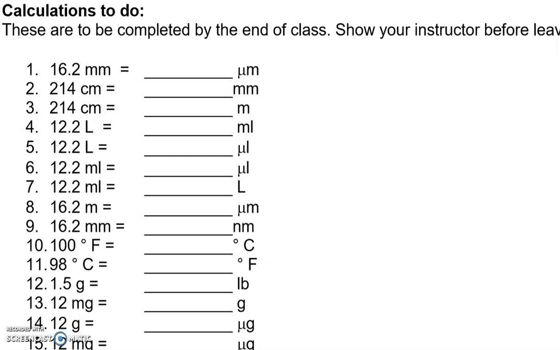So let's take a look at the metric review problems and make sure that everybody got the correct answers. If you're converting, let's start with number one. If we're converting 16.2 millimeters to micrometers, we're going from milli to micro. That would be 3 decimal places. Now the question is to the right or to the left.